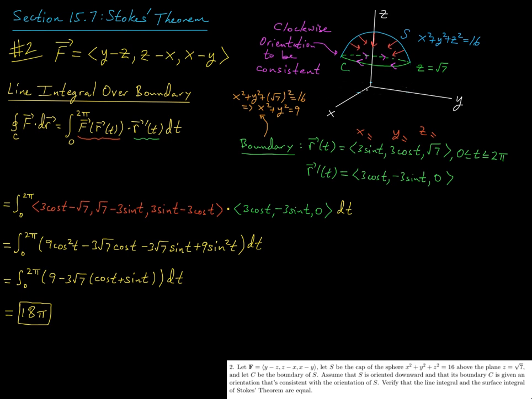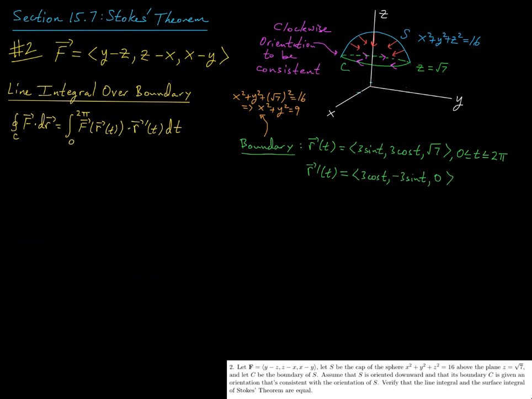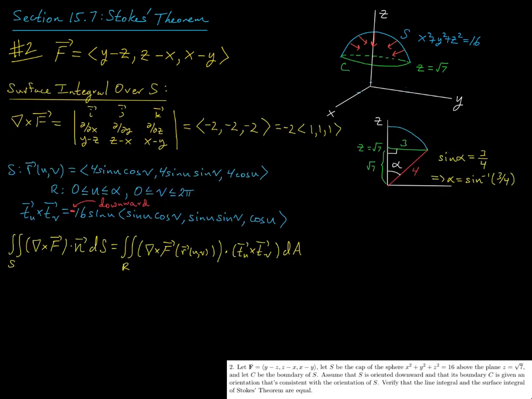All right, so that's the line integral over the boundary, and now our job is to compute the surface integral of the curl of our vector field over this cap, which can be computed as follows. First, I'll go ahead and compute the curl. And so here, pretty straightforward calculation, and nicely it's a constant vector. So I have negative 2, negative 2, negative 2. So I just factored out that negative 2.